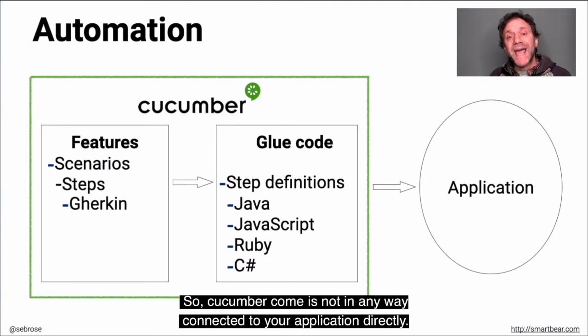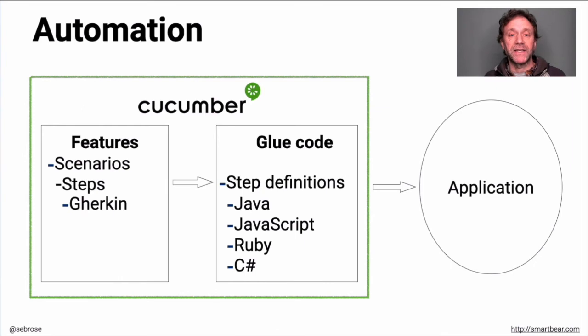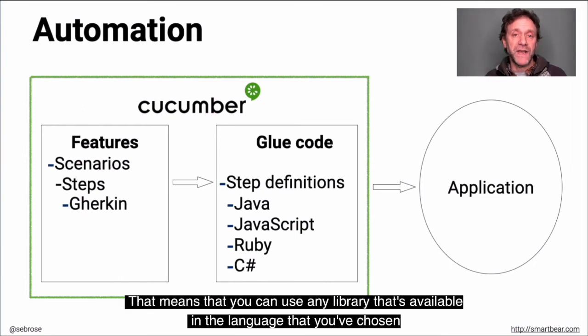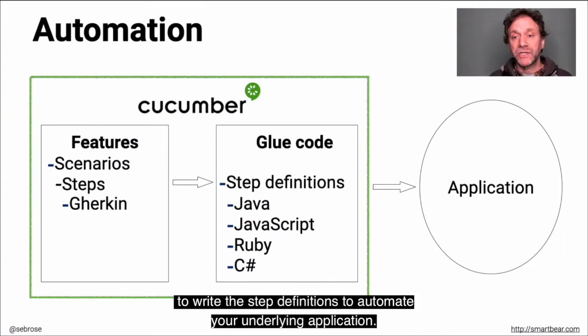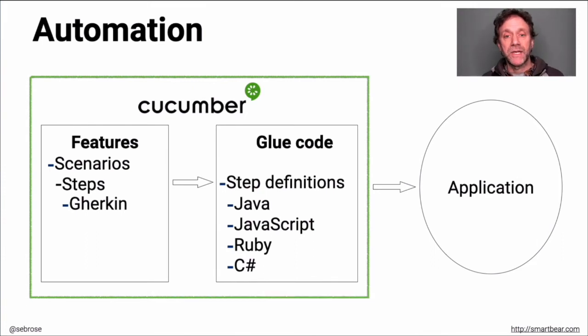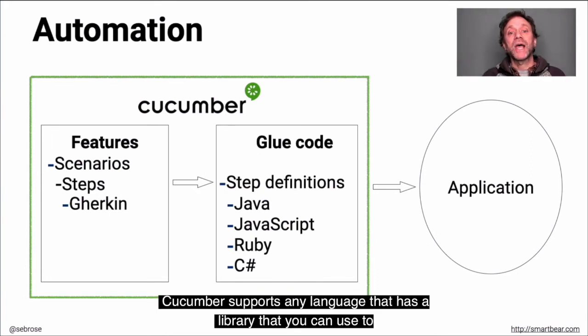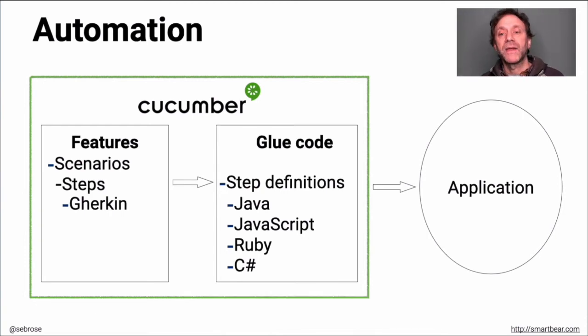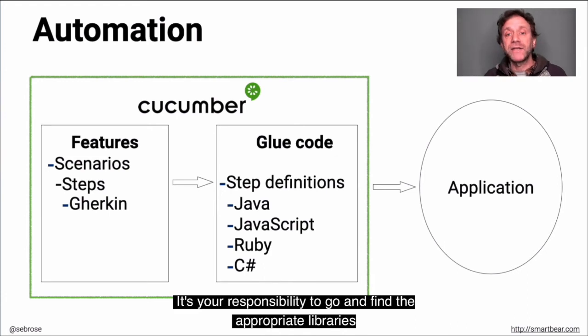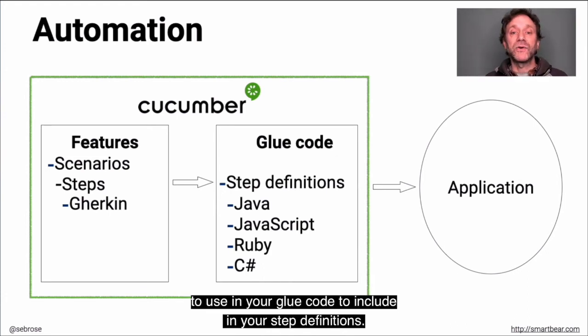So Cucumber is not in any way connected to your application directly. That means that you can use any library that's available in the language that you've chosen to write the step definitions to automate your underlying application. Therefore, Cucumber doesn't support web applications. Cucumber doesn't support web services. Cucumber doesn't support rich desktop applications. Cucumber doesn't support mobile applications. Cucumber supports any language that has a library that you can use to automate your application. And it's your responsibility to go and find the appropriate libraries to use in your glue code to include in your step definitions.